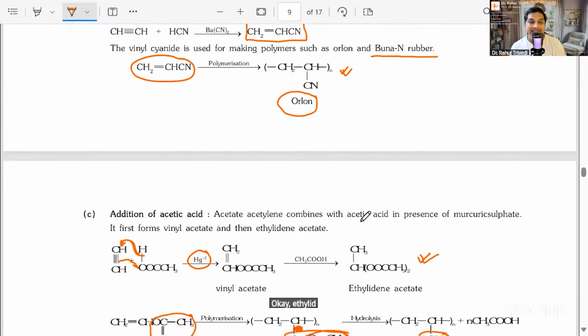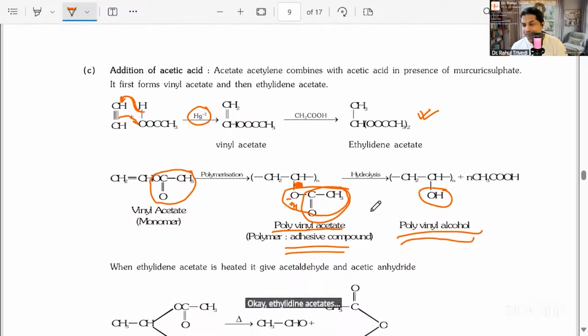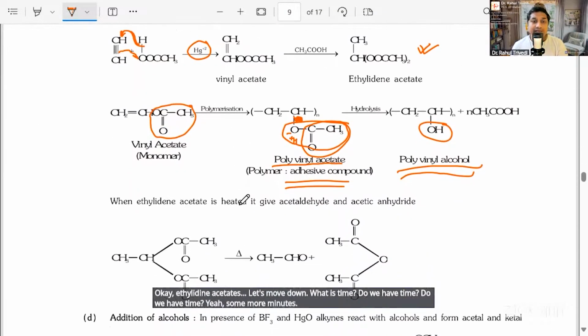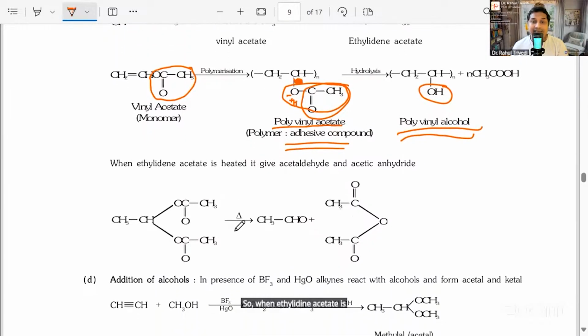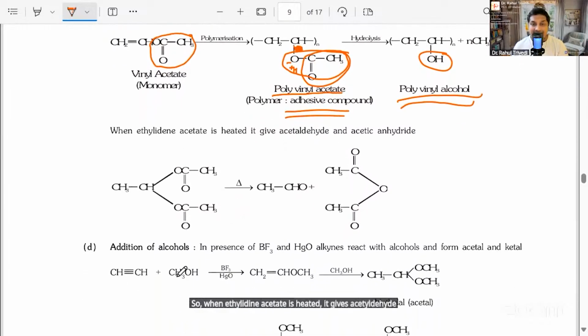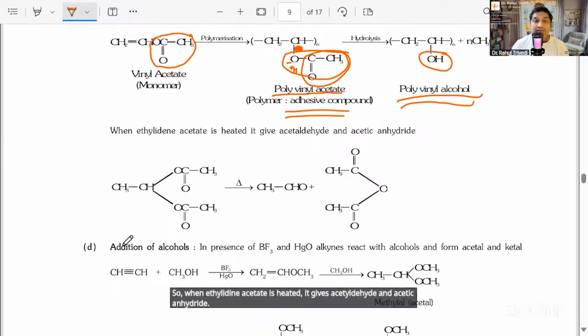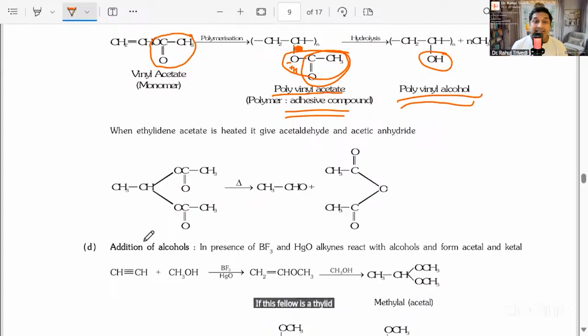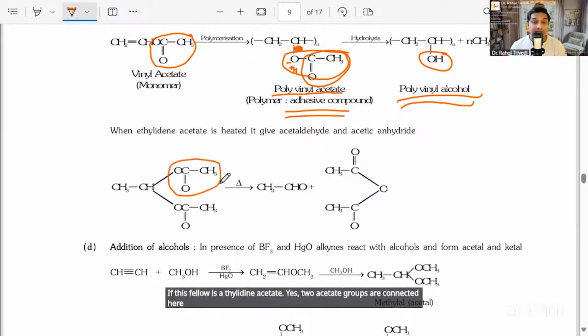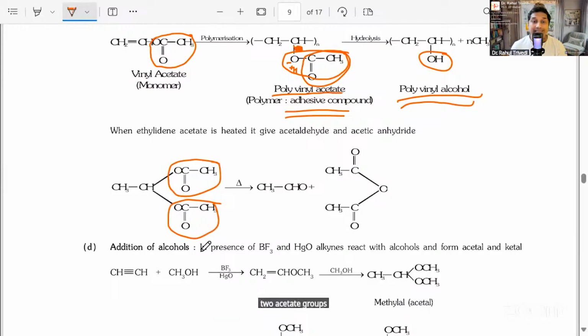Ethylidene acetates. Let's move down. What is time? Do we have time? Yeah, some more minutes. So when ethylidene acetate is heated, it gives acetaldehyde and acetic anhydride. If this fellow is ethylidene acetate, yes, two acetate groups are connected here. Can you see? Two acetate groups. Yes, in this ethylidene. Ethylidene because two are connected.